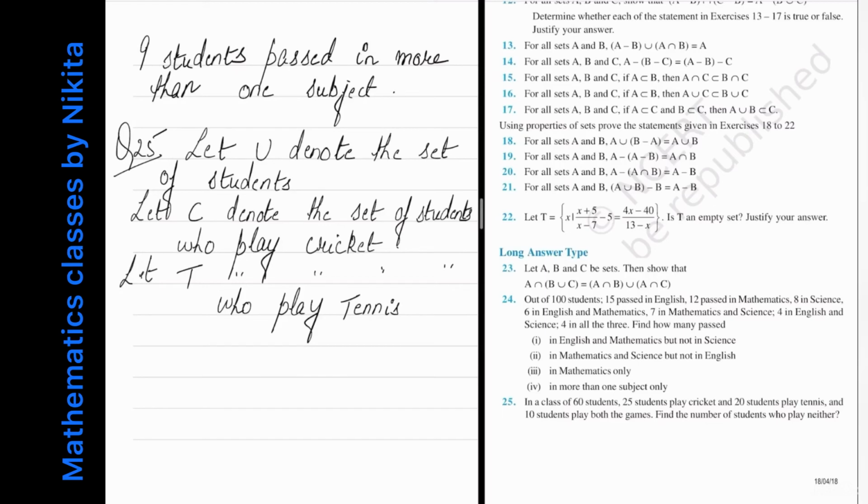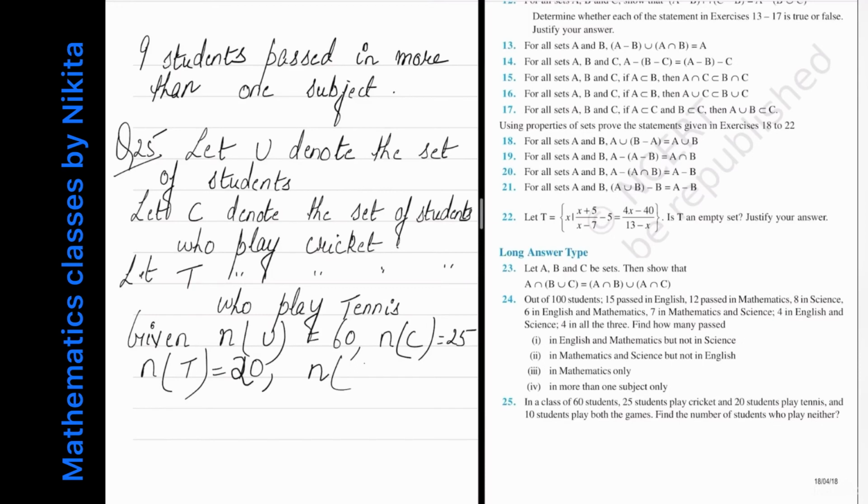Now what is given to us? What values are given to us? It is given that n of U is equal to 60, n of C is equal to 25, n of T is equal to, sorry, n of T is equal to 20, and both the games, that means n of C intersection T is equal to 10. You have to find the number of students who play neither.